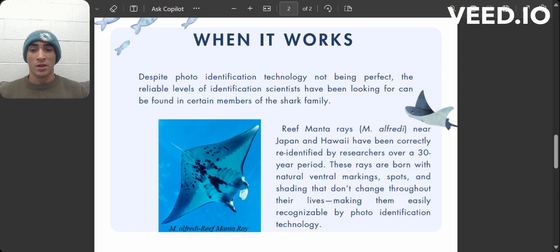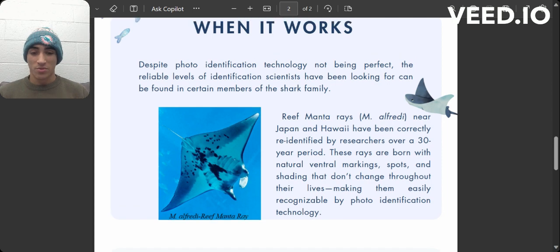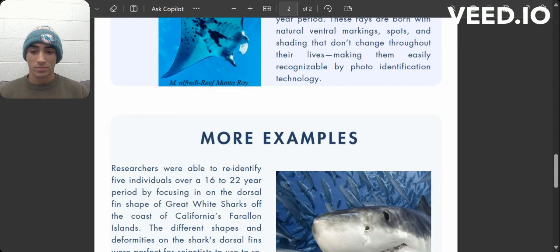And later on in my infographic, I spoke on when this technology works well, with examples about a reef manta ray, which was re-identified over a 30-year period using the natural ventral markings that are unique for each individual reef manta ray, and this is perfect for the photo identification technology.